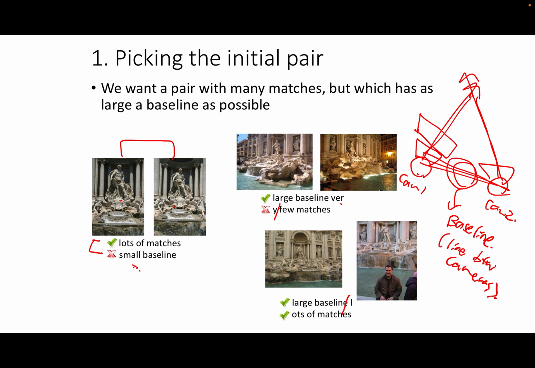So we need some length of baseline, not very small. But unfortunately in this case, they have lots of matches because they look almost the same. That means the length of the line between cameras is too short. So this is not a good pair actually. How about this one? This one is not either.